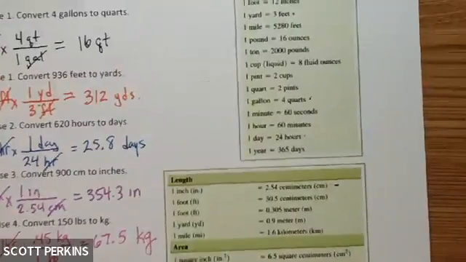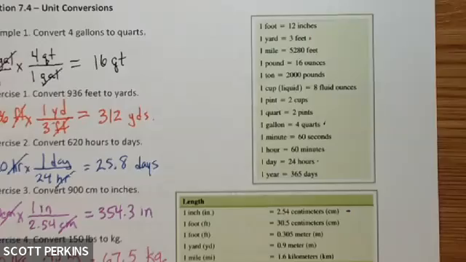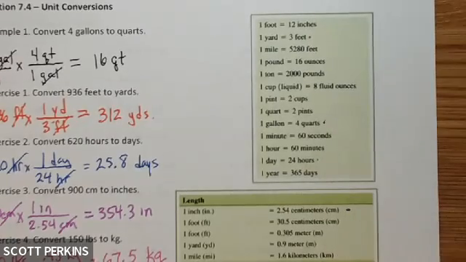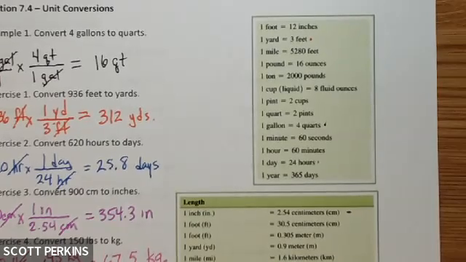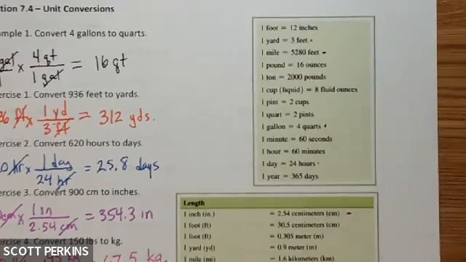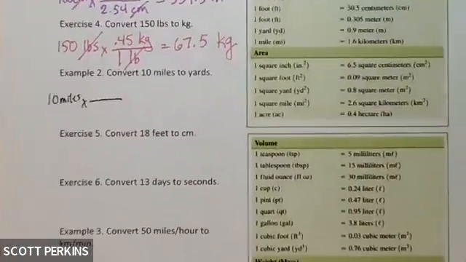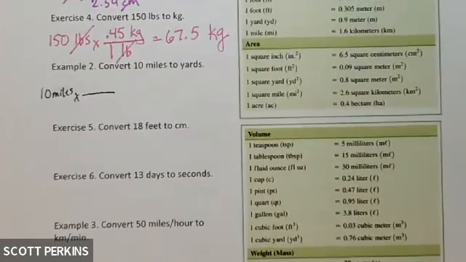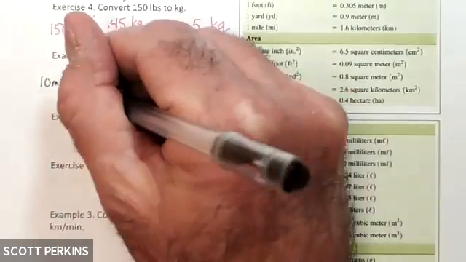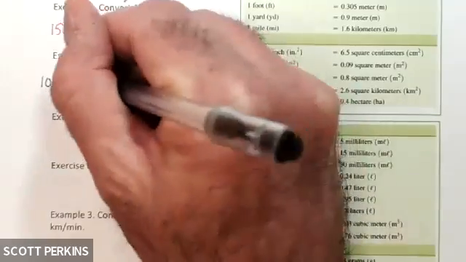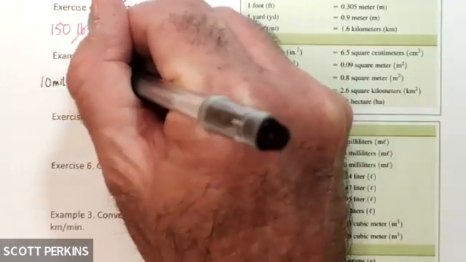Even though I don't have miles to yards, what can I convert, according to my table up here, what can I convert miles into? Yeah, I can convert miles into feet, okay? And then we notice, and we used this last time, we can convert feet into yards. So I can convert miles into feet. 1 mile is 5,280 feet. So I'm going to put the 1 mile down in the denominator, the 5,280 feet in the numerator.